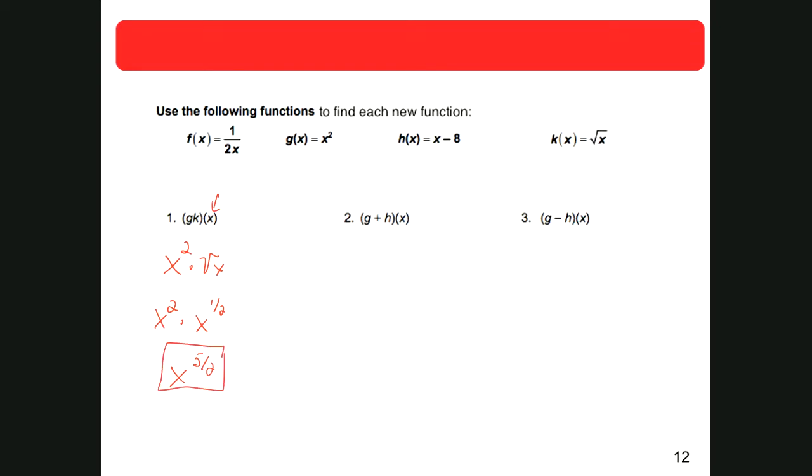This one says g plus h of x, so I find the g of x function, which is x squared, plus the h function, which is x minus 8. That looks like I don't have to do much. It's already done. Here I have g minus h, so the g function is x squared, minus, now this one's a little bit trickier, because this minus sign goes to each term. So this is going to end up being x squared minus x plus 8 as my function.